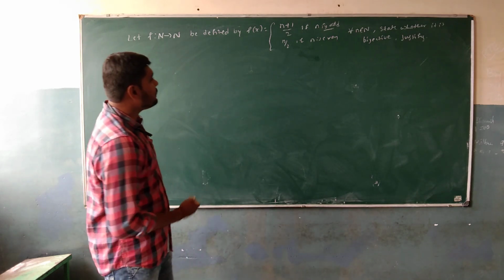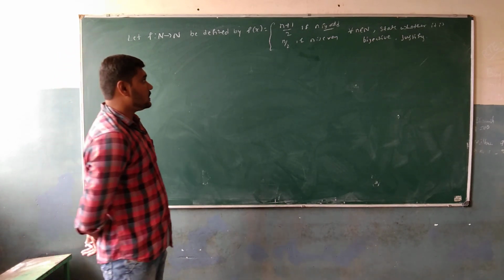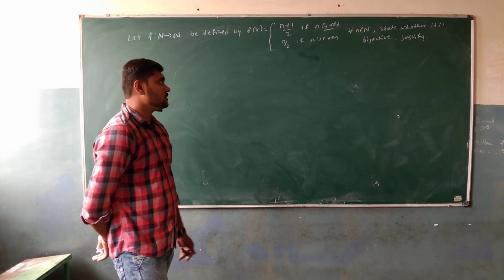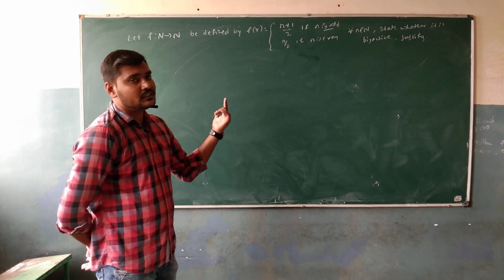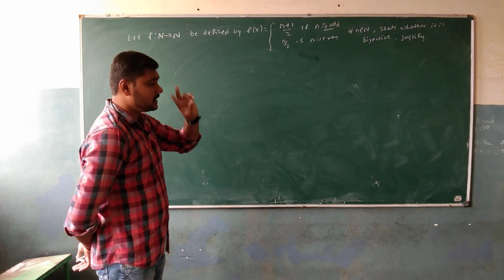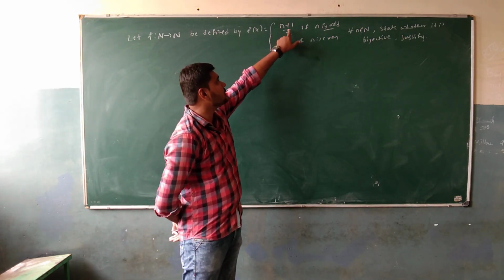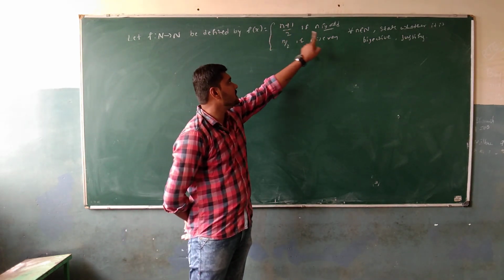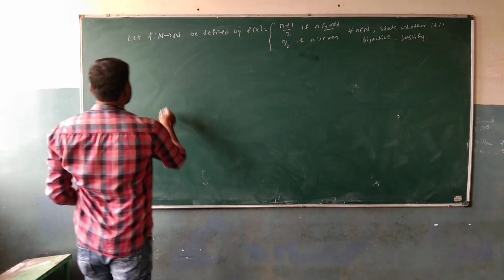Here the given function f of n is equal to n plus 1 divided by 2 if n is an odd number, so we need to check that one. If n is an even number, the function is going to be n by 2. If the value of n is an odd number, the function is n plus 1 divided by 2. If the value of n is an even number, then n by 2 is the function. So clear?